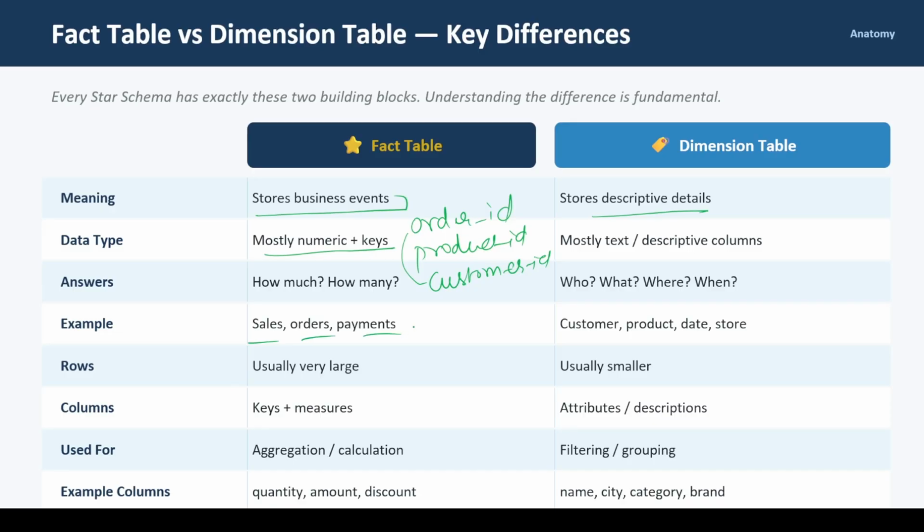So these are sales, orders, payments, and this is customer, product, date, and store, right? Usually very large. So this is usually very large. I mean, the rows are too much. Here we have smaller information.